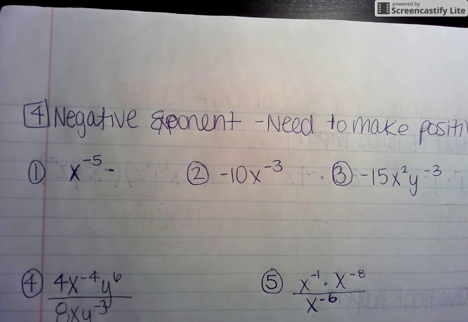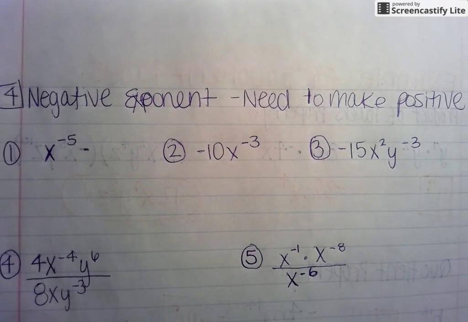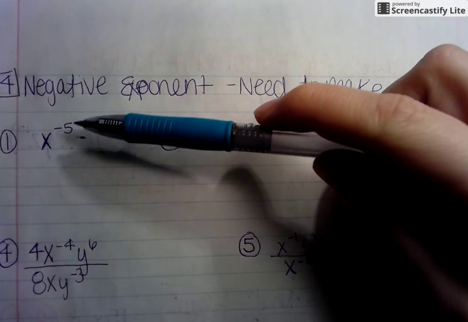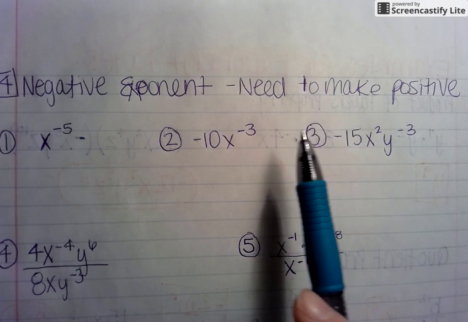So this is a video on how to use the negative exponent property dealing with exponents. Now we're going to look at the first one, and it says x to the negative fifth power, and you always need to make it positive.